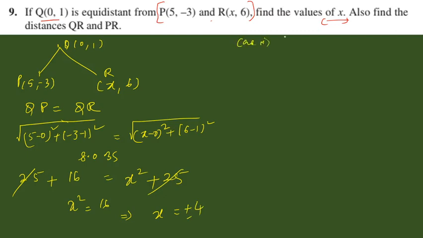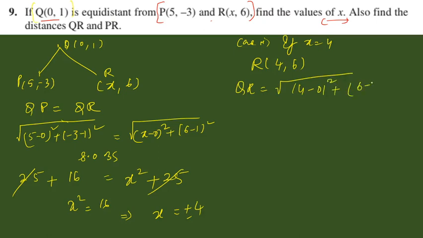Case 1, if x is equal to 4, the point R is (4, 6). Case 2, if x is equal to minus 4, it will become (-4, 6). I would like to find the distance QR. You already know the Q point here. So you will get (4 minus 0) whole square and (6 minus 1) whole square. So you will get 16 plus 25, that is 41, so root 41.